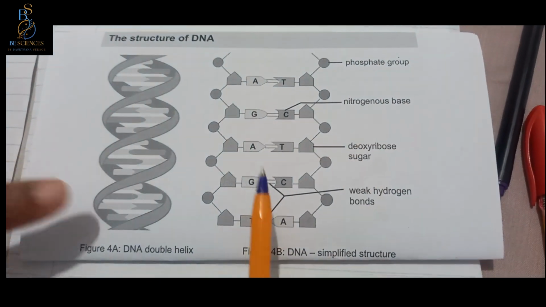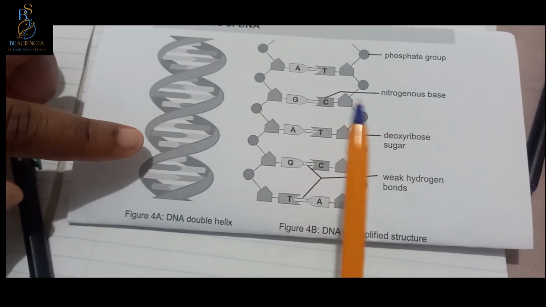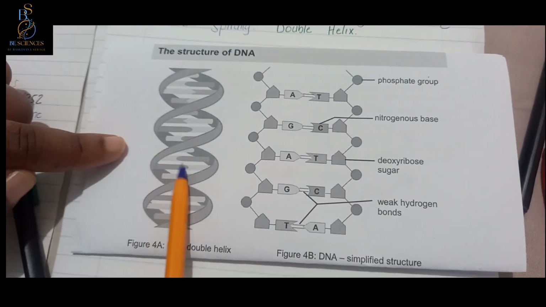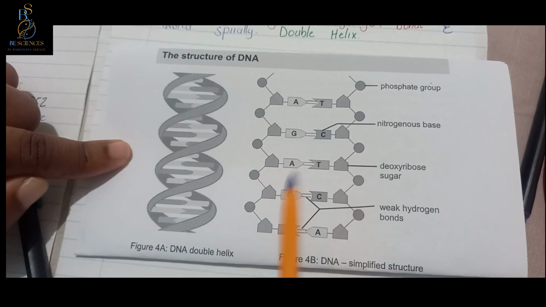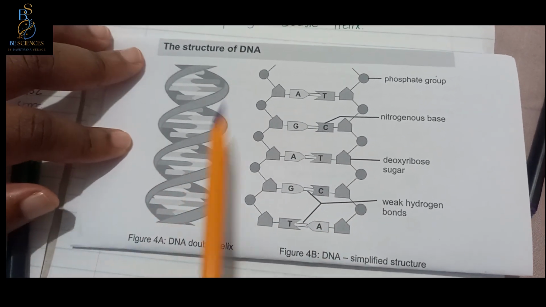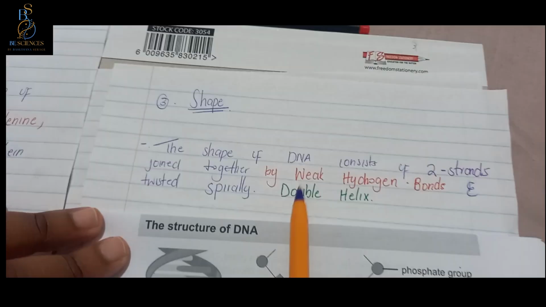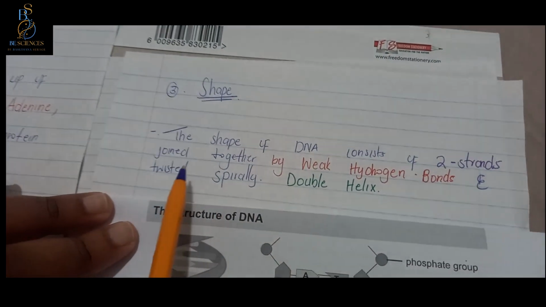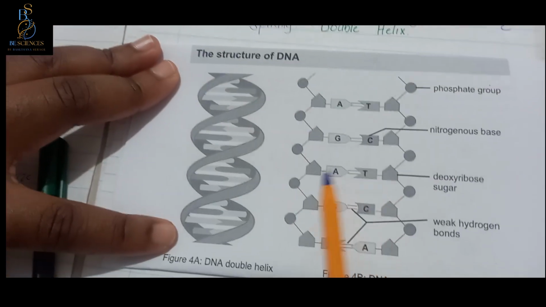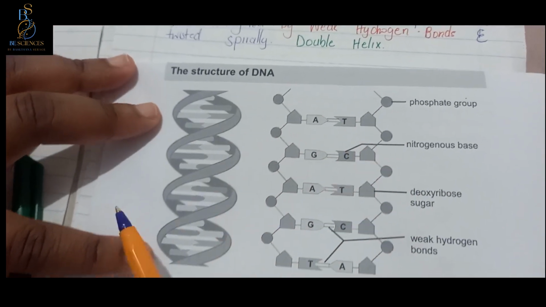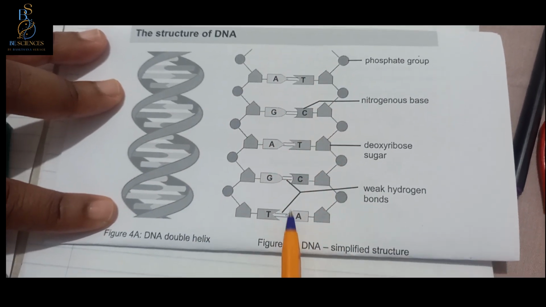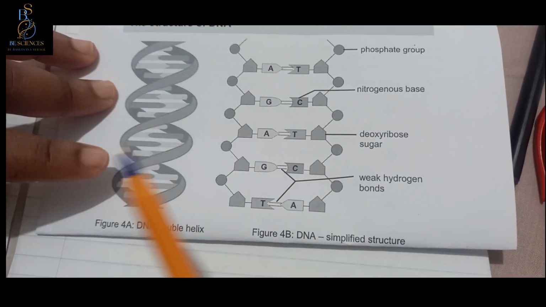Okay, so you need to be able to see the difference. And please, most importantly, this is the double helix. This is just a double strand. Okay, double helix because, go back to our notes, double helix because it's twisted spirally. All right, and then double strand when you can see both strands visibly. Okay, and then most importantly, weak hydrogen bonds so it can be able to unwind.